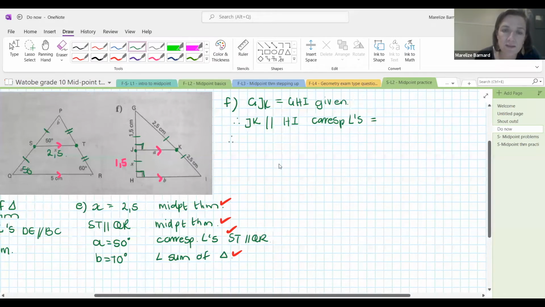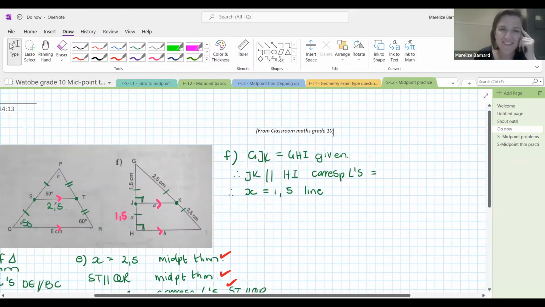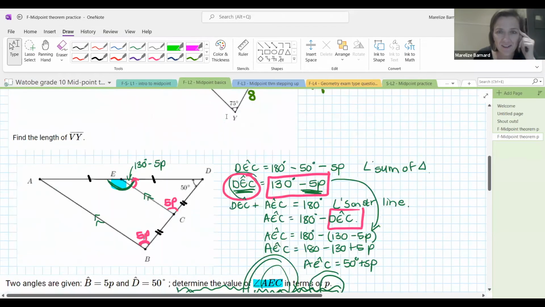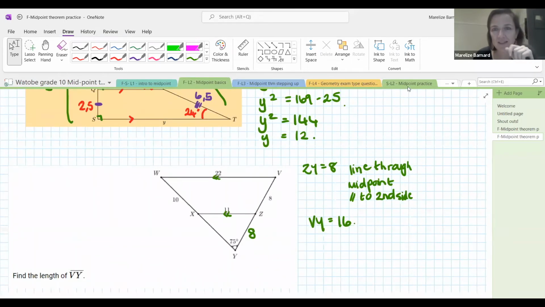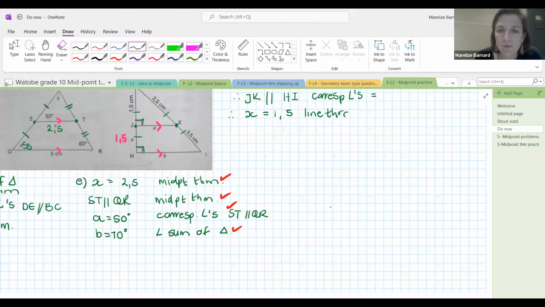So then we can say X is 1.5, and the reason here is also not midpoint but line. I keep confusing myself with this one as well. We'll get it now. Midpoints. Line through midpoint to second side. There we go. Line through midpoint. Parallel second side.